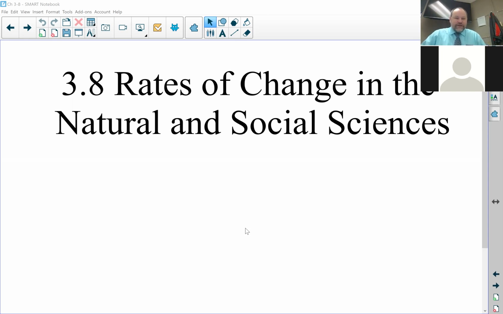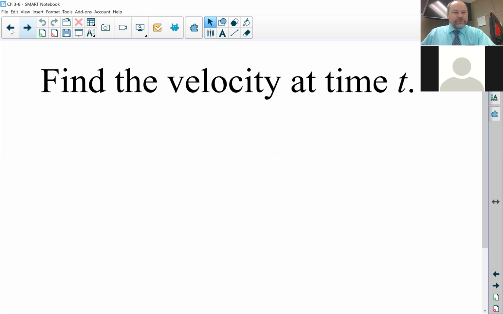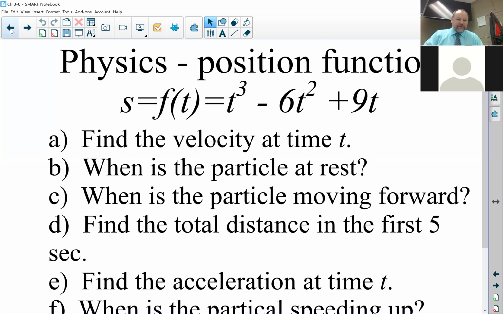Chapter 3, lesson 8 is about rates of change in natural and social sciences. And actually, the one situation that the College Board has used on the AP exams is the motion of a particle. And so that's where we're going to focus our time today. So a problem might look something like this. Whoops. One page at a time. There we go.